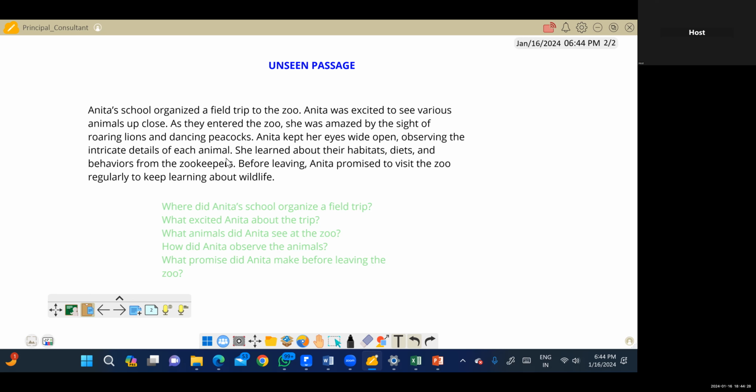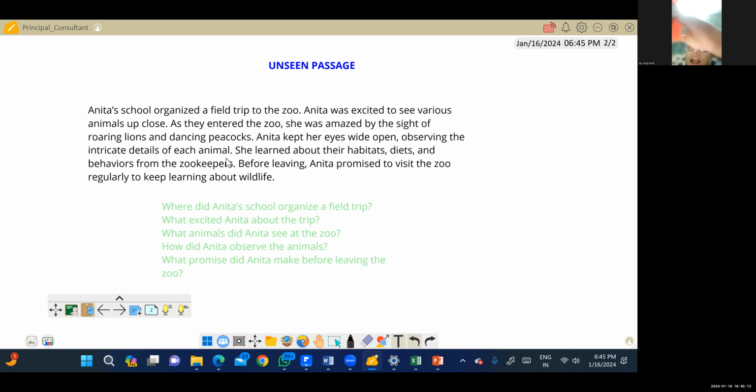No, what has happened to the reading? Anita's school field trip to the zoo. No. Anita's school organized a field trip to the zoo. Read with complete flow. A flow breaker. Anita's school organized a field trip to the zoo. Why do you say to the zoo? Organized a field trip to the zoo. Read ahead. Go ahead.